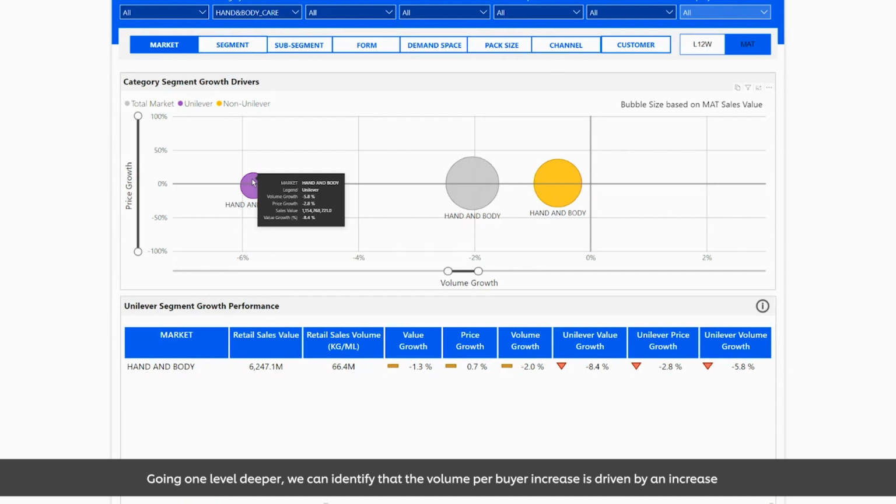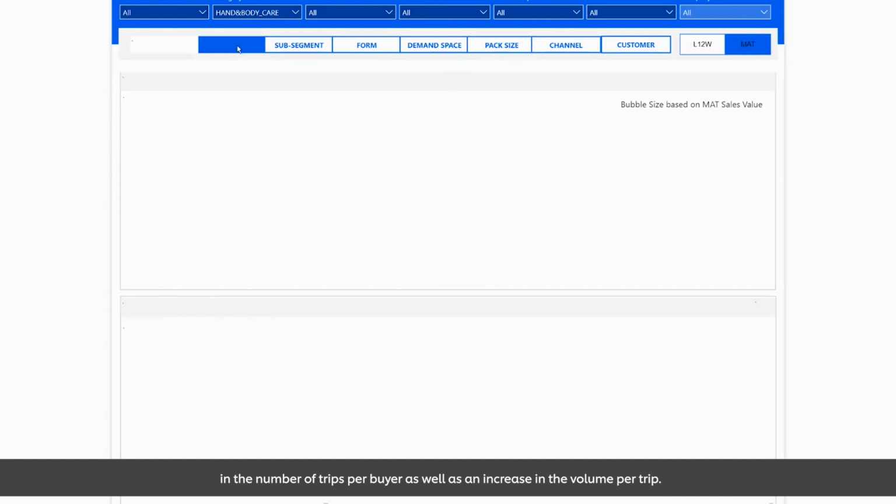Going one level deeper, we can identify that the volume per buyer increase is driven by an increase in the number of trips per buyer, as well as an increase in the volume per trip.